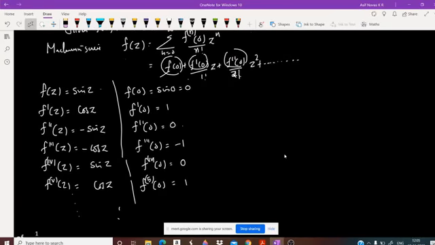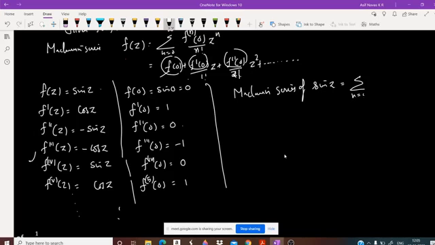Okay, we will write. So we find this. Now we will write the Taylor's Maclaurin series of sin z. We know that sigma n equal to 0 to infinity, f nth derivative at 0 by n factorial z power n, where f of z is sin z.